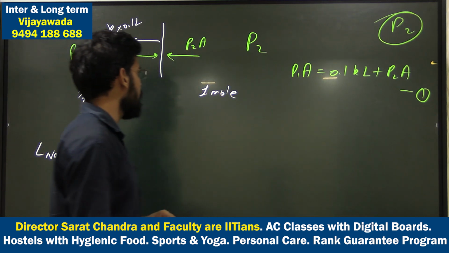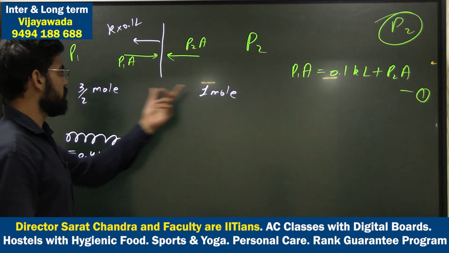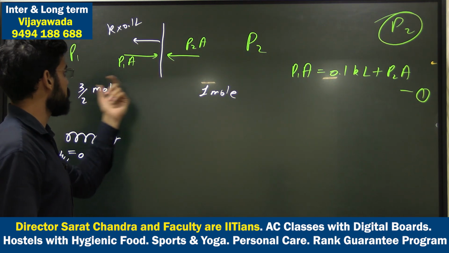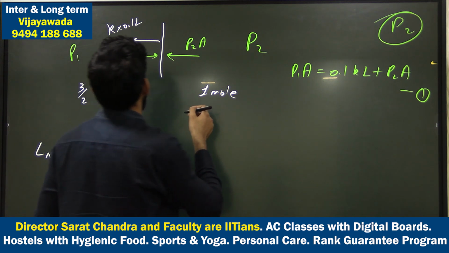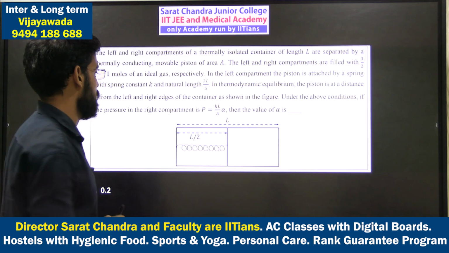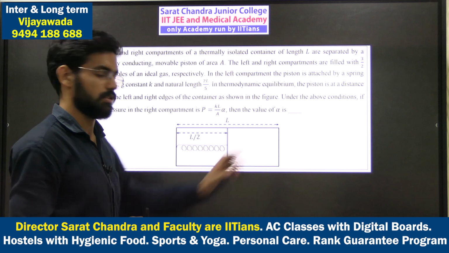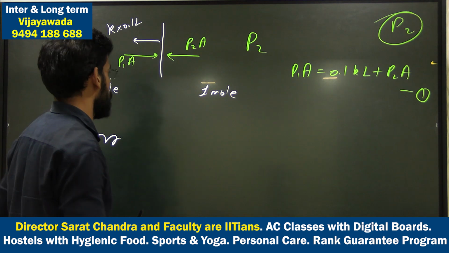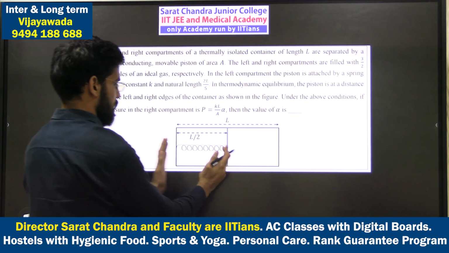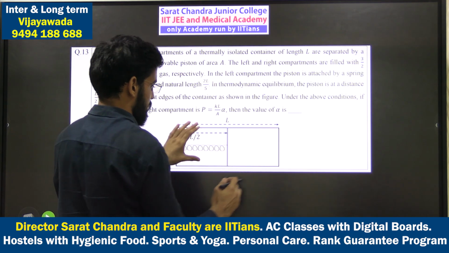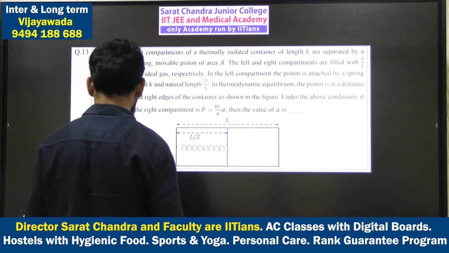And what else can we say? PV equals nRT, I can balance. What is equal? Temperature, right? So equate the temperature on both sides, and both side volume is also the same: L by 2 into cross section, L by 2 into cross section. Understand? Here this is L by 2, this is L by 2. Length is the same, area of cross section is the same, so volume is the same only.